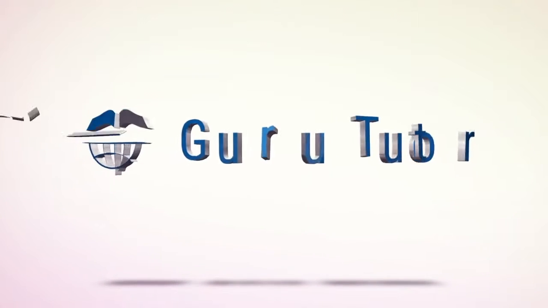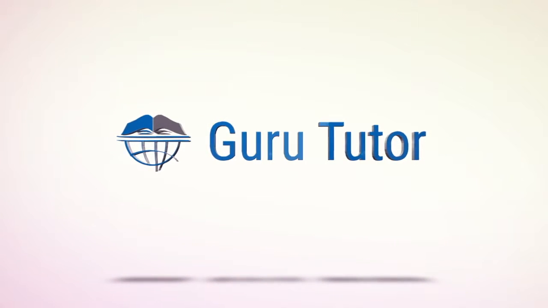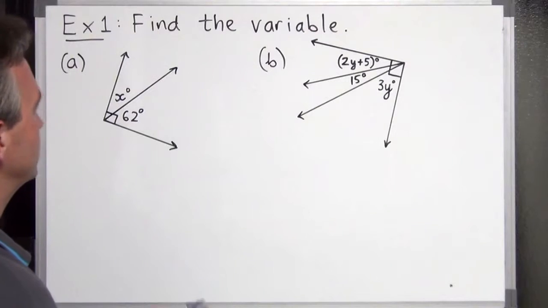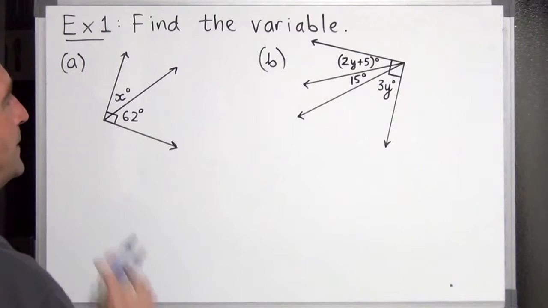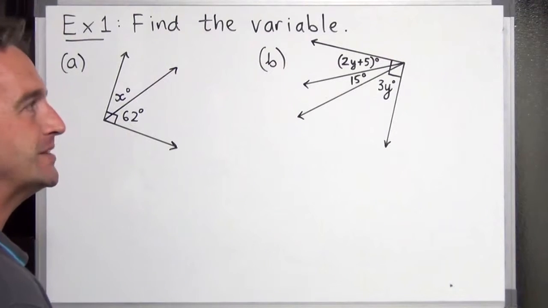Let's have a look at some problems involving right angles. So to start off, we're going to do this example here with A and B in a second. But first of all, what is a right angle?